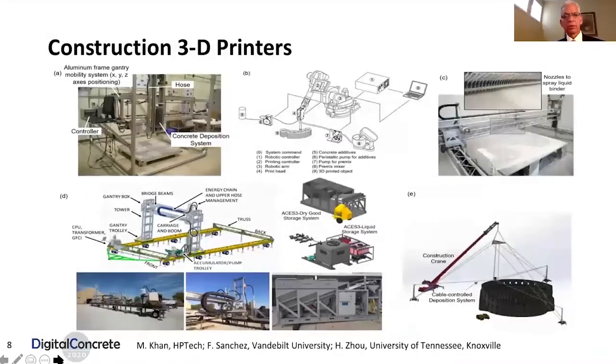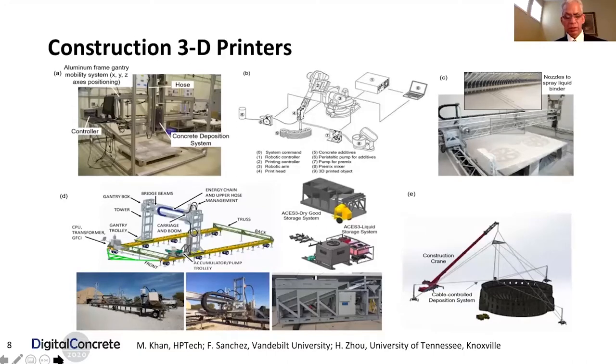This photograph shows the different types of printers. On the top left is a four-axis gantry system. Top center is a robotic 3D printer, and top right is a selective aggregation printer. Bottom left is the Automated Construction of Expeditionary Structures, ACES, system, which was jointly developed by the US Army Corps of Engineers and the National Aeronautics and Space Administration, NASA.